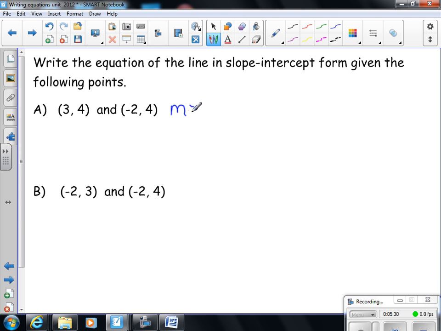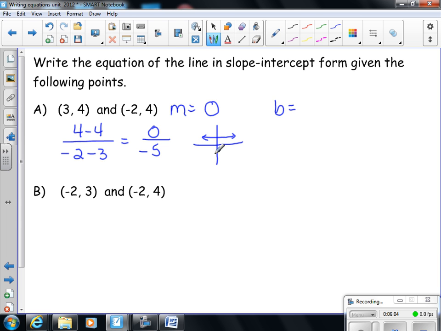All right, so let's take a look at A. We need to know the slope, and we need to know the y-intercept. Okay, so to find the slope, I find the change in y, 4 minus 4, over the change in x, negative 2 minus 3. And I get 0 over negative 5. So what is your slope? It is 0. It's not undefined. It is 0. Now, what's that tell you? If the slope is 0, on a grid axis, your line would be going horizontally. That's what it's telling you.